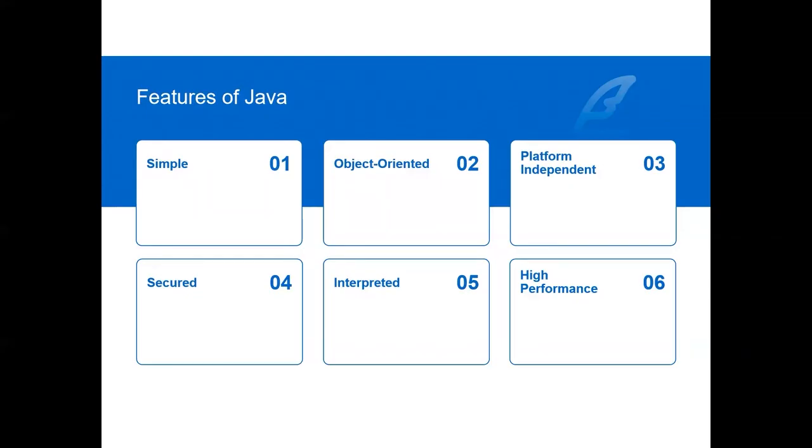Any programming language you take has its own advantages and disadvantages. Java is very secured, so we mainly use it to develop enterprise applications. You can also use Java to develop games and Android applications. We can use Java code to do many different things, and in this training we will learn how to develop web applications. These are some of the features of Java: simple, object oriented, platform independent, very secured, interpreted, and it gives you good performance.